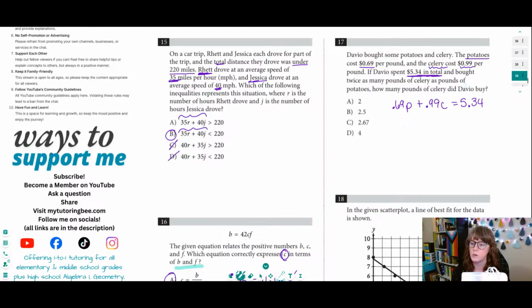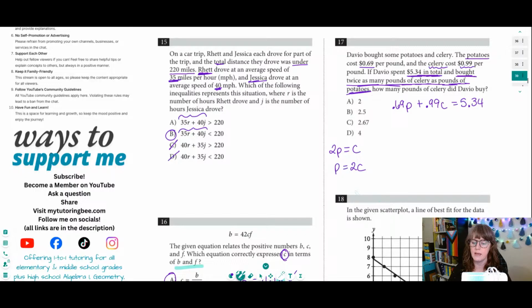The other thing that they told us is that he bought twice as many pounds of celery as pounds of potatoes. So a lot of times this part gets confusing for students of how to write this equation. Students know that it's either 2p equals c or p equals 2c. So I encourage students to write both of these options out and then make up some numbers and plug them in and see which one matches what we've got here. So it's telling us twice as many pounds of celery as pounds of potatoes. So we're expecting more celery, right?